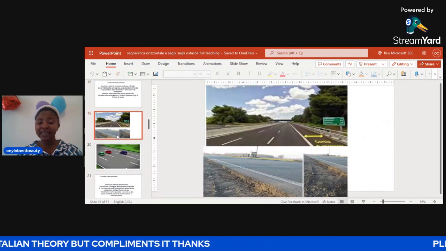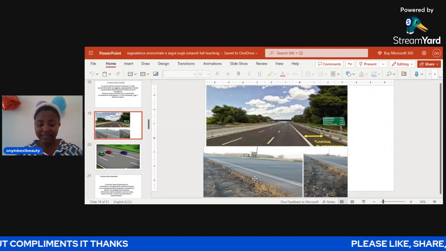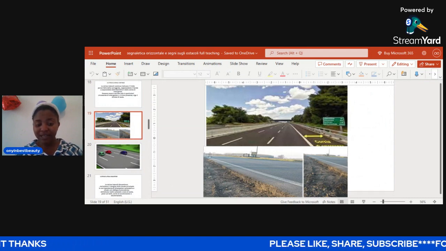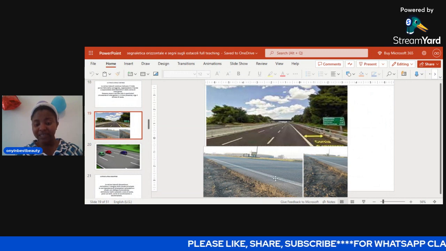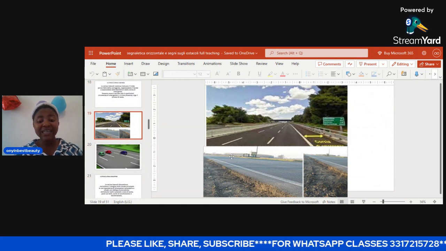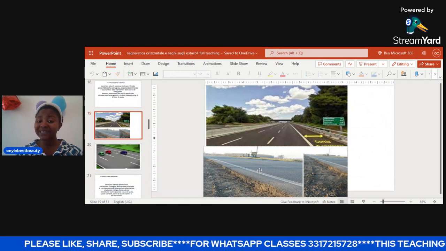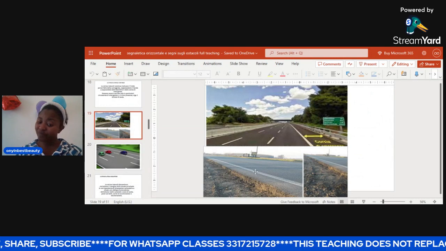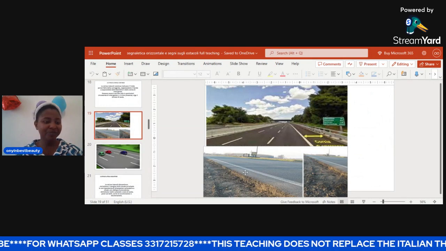So I'm going to go to banchina and show you what banchina is like. This is banchina. This straight line you're seeing here, the continuous line, striscia continua, is here to tell you the limit where you can drive. Don't drive past it, no crossing.